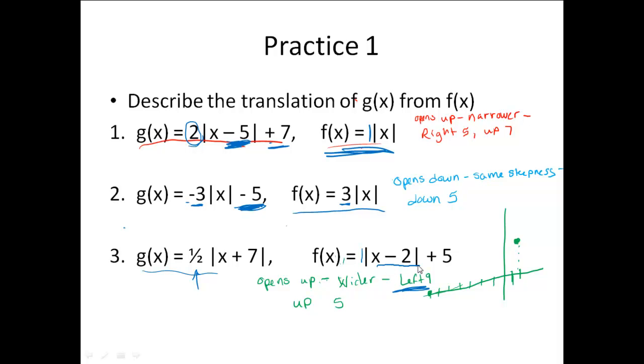Well, my f function with this x minus 2 was shifted to the right 2 and then up 5, so this is like the vertex of my f function. Well, to get my g function, I need to be left of 0, 7 spots, which is over here. So as far as left and right goes, I have to move 9 spots to get from 2 to negative 7. I have to move 9 spots to the left in order to get there because I'm starting at the 2 and I have to go to the negative 7. So it's actually left 9 spots. And then to get from a plus 5 to having a 0, I have to go down 5 in order to move from there to there. So it opens up, it's wider, it's left 9, and it is down 5.